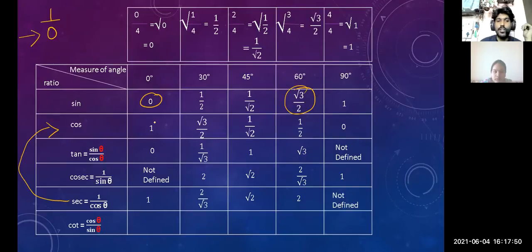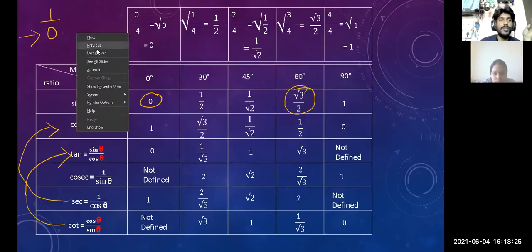And lastly, we have cot. As you know, you can take cot as cos upon sine, or you can just take the reciprocal of tan. So can you do this? Reciprocal of 0 will be not defined. 1 upon root 3 will be root 3. Next, 1. Then 1 upon root 3. Correct. And lastly, 0.